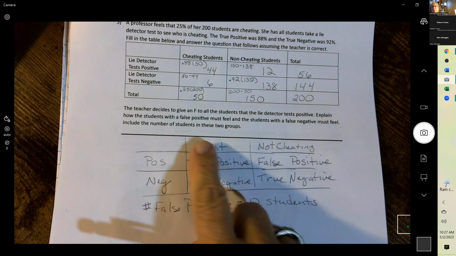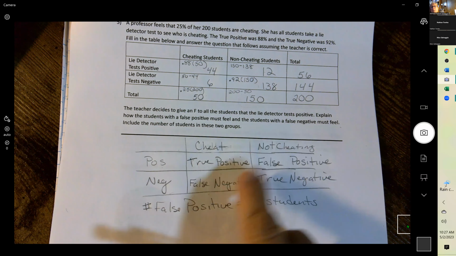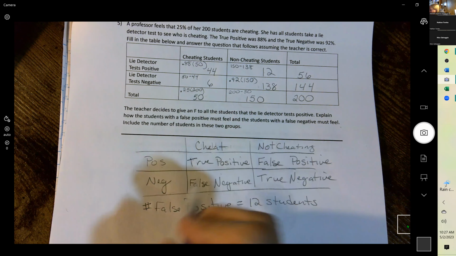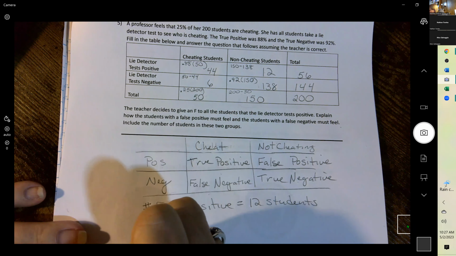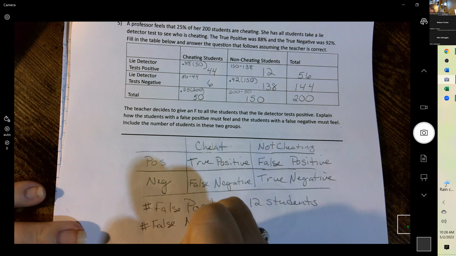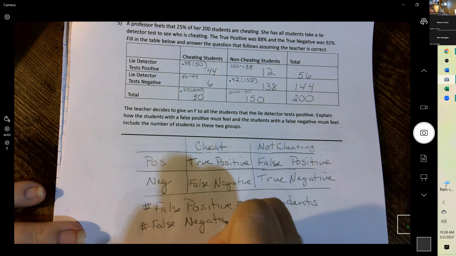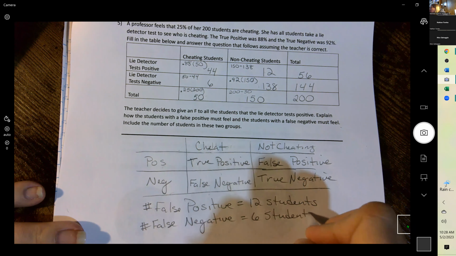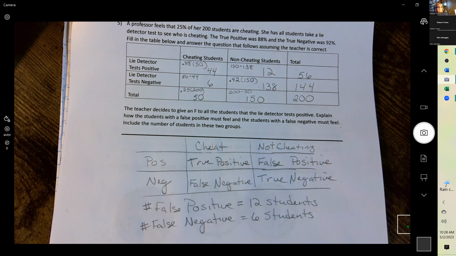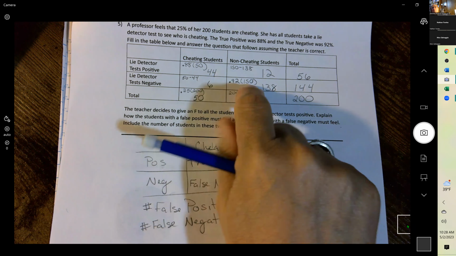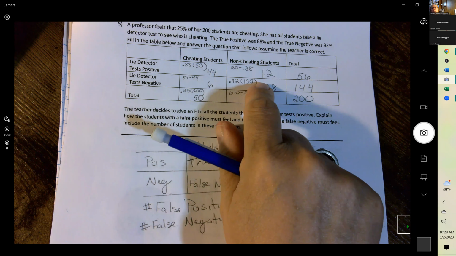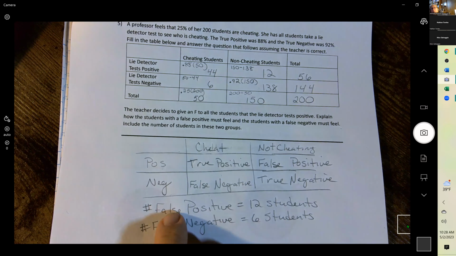False positive, what was the other one? True, false negative here. False negative was 6 students. And you just want to write a little paragraph about how those students would feel. So false positive is here. That means they tested positive, but they don't cheat. So you want to talk about how those people would feel.